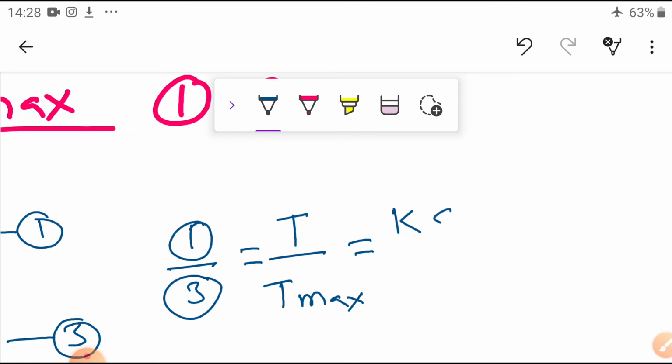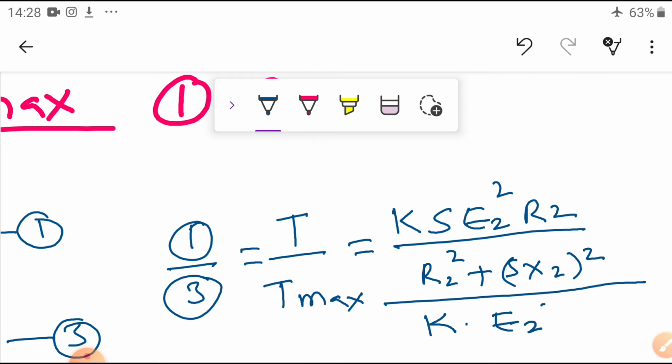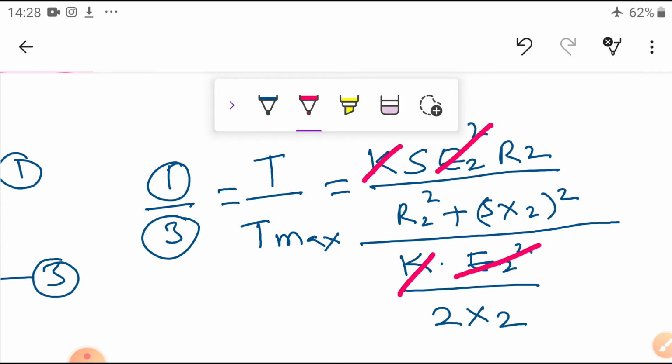K into S into E2 whole square R2 by R2 whole square plus Sx2 whole square, divided by T max. T max is the same constant K into E2 whole square divided by 2 into x2. Now, what are the values here? The K value will go, E2 square will go. Then what will happen? So, simply write it.